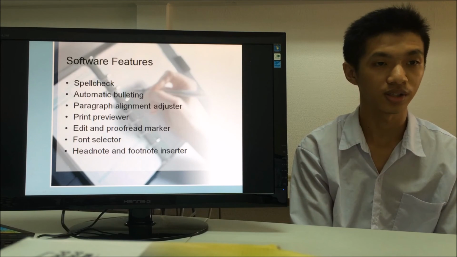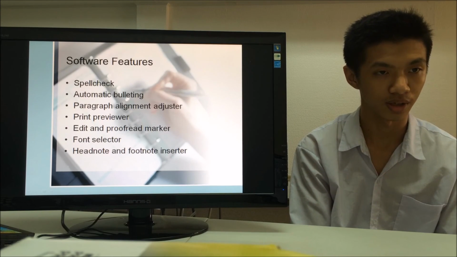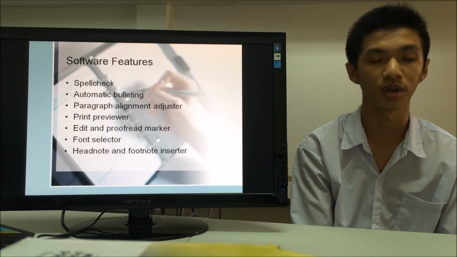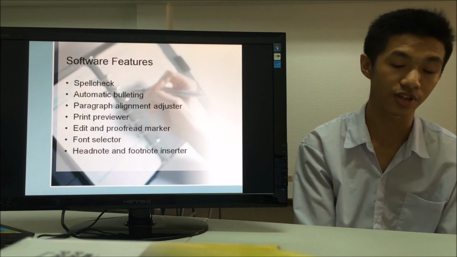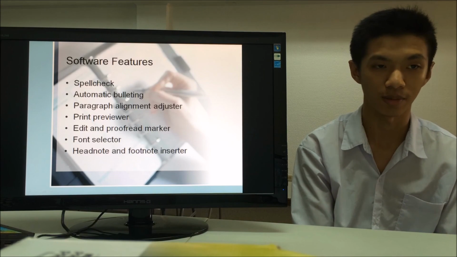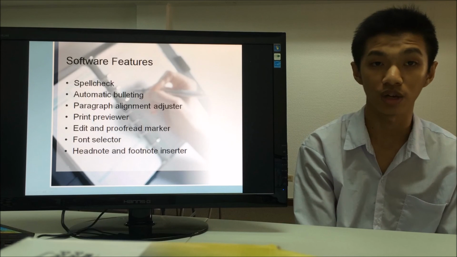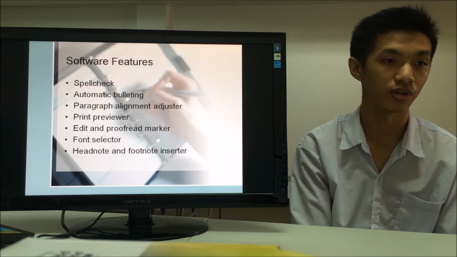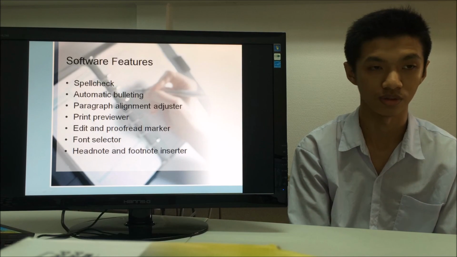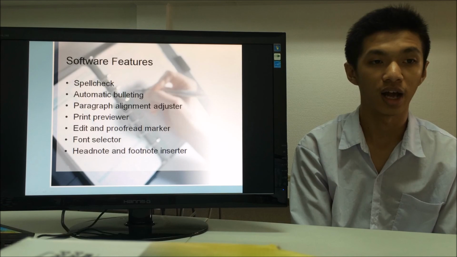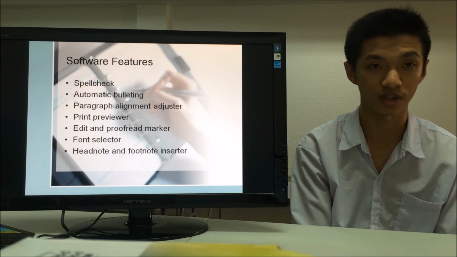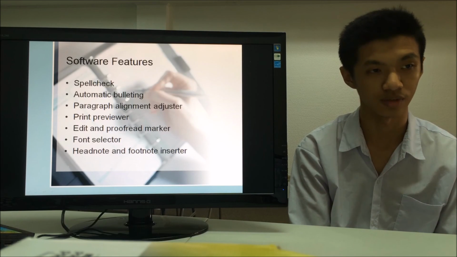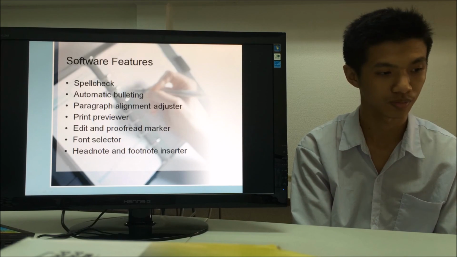We also have the font selector. Sometimes you may need to use different kinds of fonts to highlight or emphasize important points, or simply get your reader's attention to that part. Last, we have the headnote and footnote inserter, where you can put any notes that you want the reader or yourself to be able to see. And it also protects your own work, because you can put your own name and credentials, and no one else can steal your work.